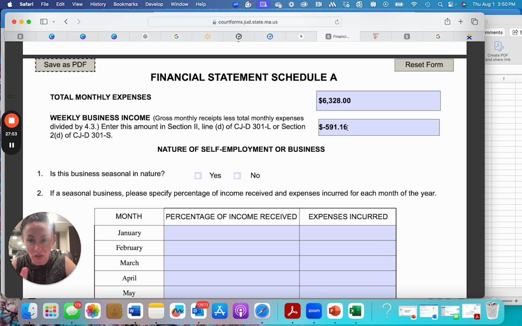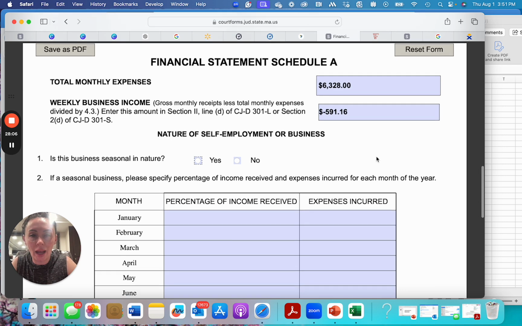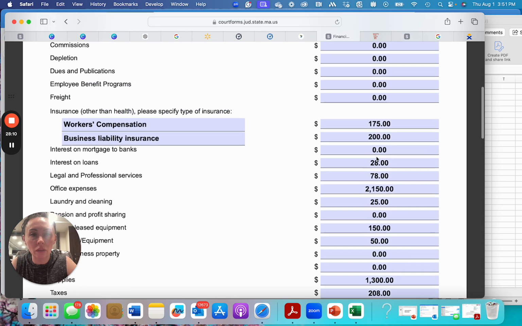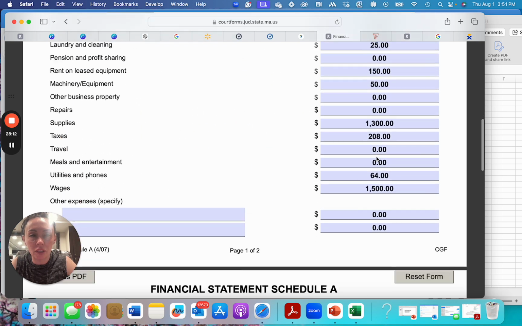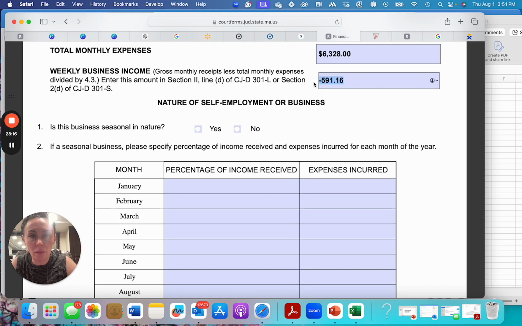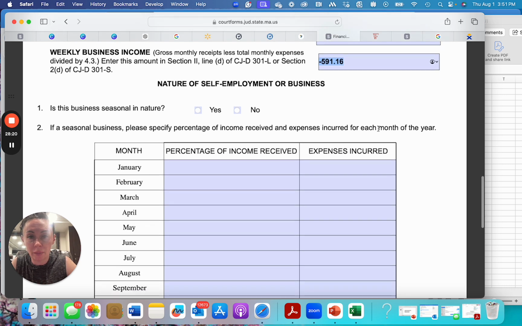So this business is underwater. Whoever's going to be filing this financial statement isn't in great shape unless they can turn things around. But this weekly figure is self-calculated by this PDF by taking all of the monthly figures and dividing it out so that you have a weekly amount. So this number right here is what's going to go on page 1 of your financial statement.